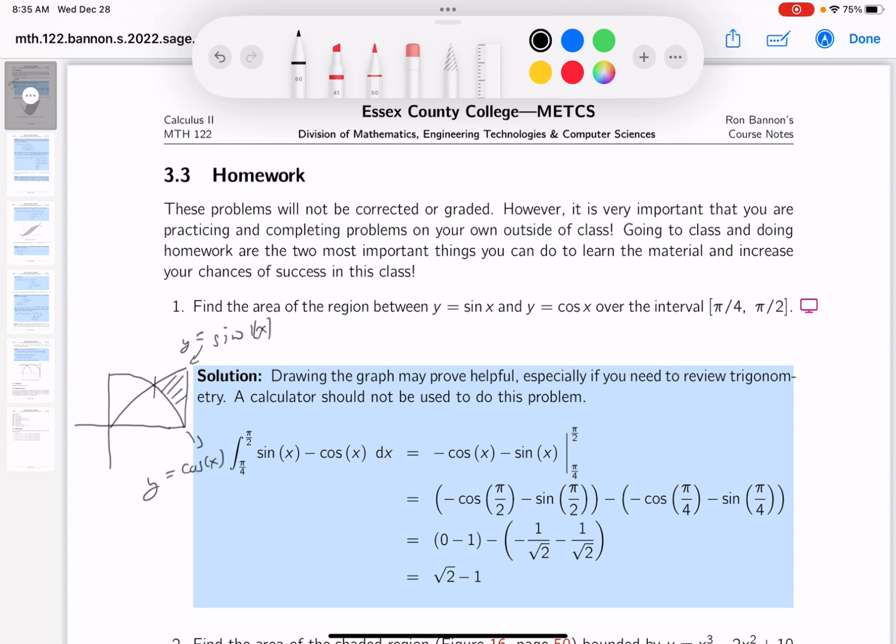The next thing I would do is visualize a rectangle here. And a rectangle looks like this. And I'm going to write the integration down now. What's it going to be? Well, the integration is going to occur from pi over 4 up to pi over 2. The differential is dx. And then the height of that rectangle is going to be the sine of x minus the cosine of x. Write that down. Sine of x minus cosine of x.